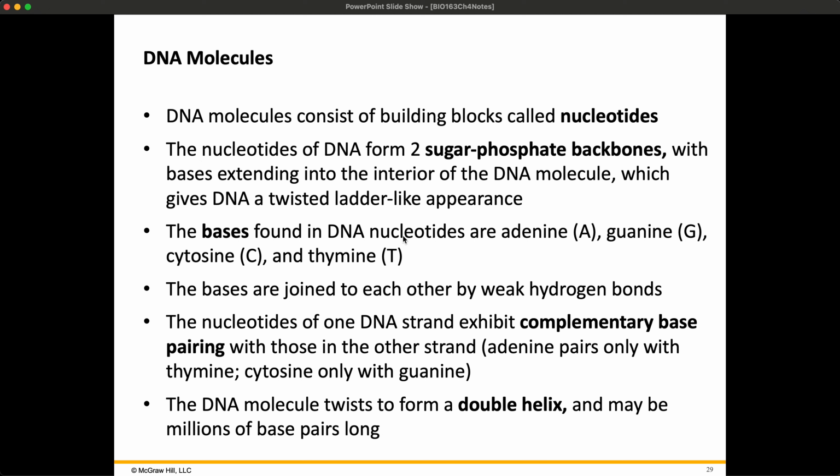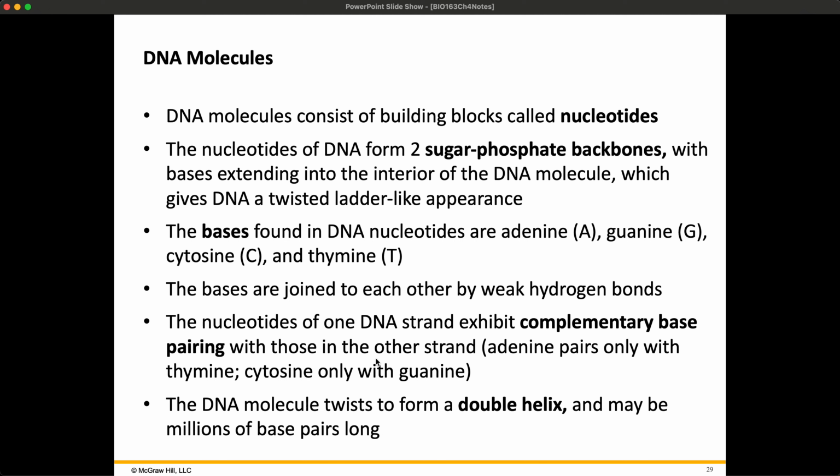So right here, the bases found in DNA nucleotides are adenine, guanine, cytosine, and thymine. A, G, C, and T. We'll see that in RNA, it's slightly different. But they're joined together by these weak hydrogen bonds. Weak because that allows them to be split open for replication and protein synthesis, and then form back together without it being a big deal.